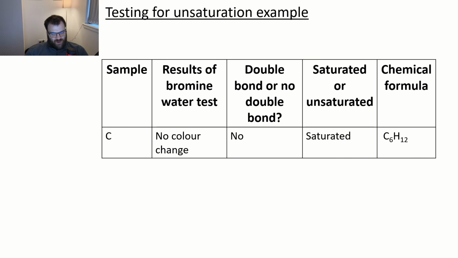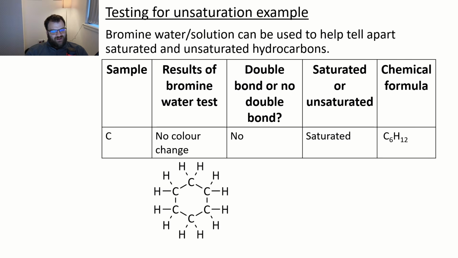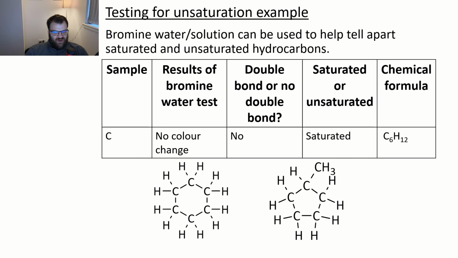Here, we want to have single bonds between the carbons, but we also want to have C6H12. The CnH2n is true for alkenes. This cannot be that. Also, cycloalkanes. So cyclohexane would be a good option for that. We could also have methylcyclopentane, which would be that chemical on the right hand side.